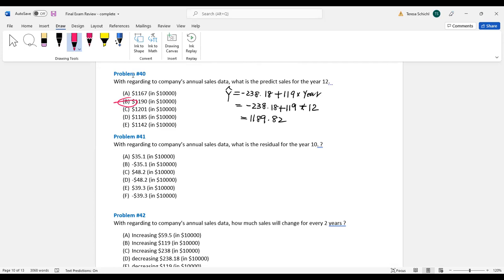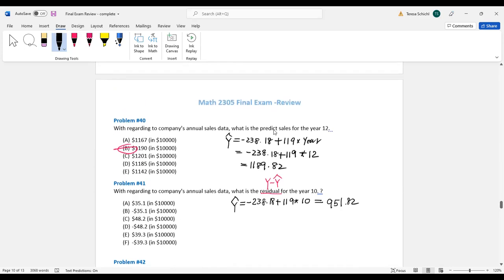Okay, now the same things here. Let's take a look. Let's say what is the residuals, right? So remember, what is the residuals? We say it's observation minus y predict. Correct? Okay, so the first thing is we need to predict what is the year 10. So this will be negative 238.18 plus 119 times year 10, right? So if you put it into your calculator, this one would give you 951.82.